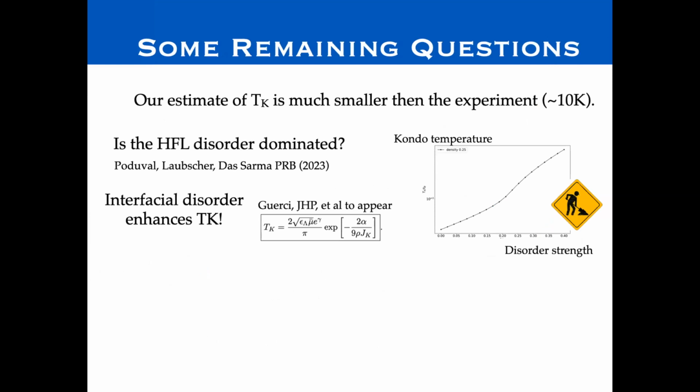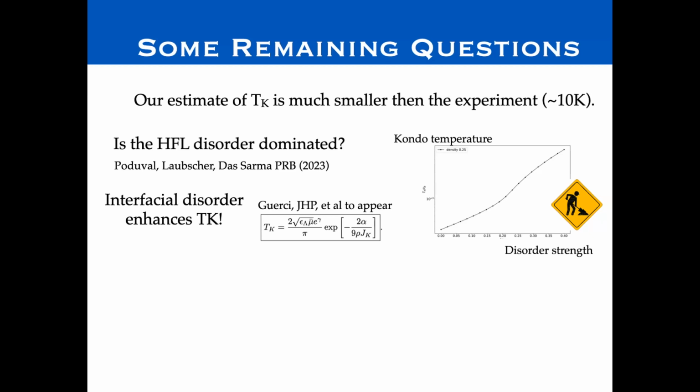Let's see, basically, there's arguments that this heavy Fermi liquid state might be disorder dominated. And actually, I think this is why our TK is so small, because if you actually look at disorder carefully, it actually enhances the Kondo temperature. It doesn't suppress it like was being argued in this PRD. So if you actually incorporate disorder in the interfacial coupling, you actually find an enhanced Kondo effect, not a suppression.